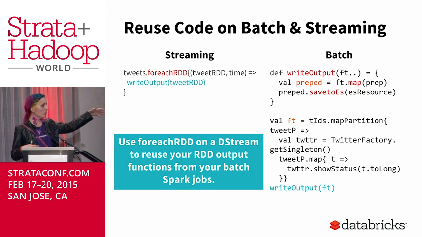With foreachRDD, we also get some time information. In this case, I'm not using it. I'm just throwing it out and writing my tweets back to Elasticsearch. But if you wanted to write them out to different data stores or into different directories based on the time, we could use this time information here.